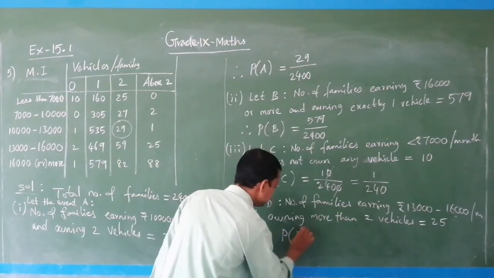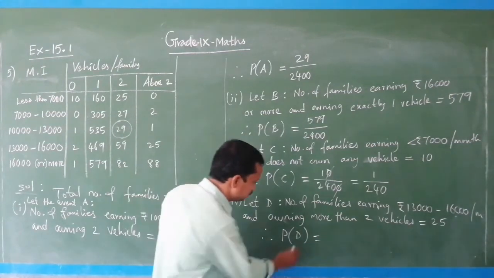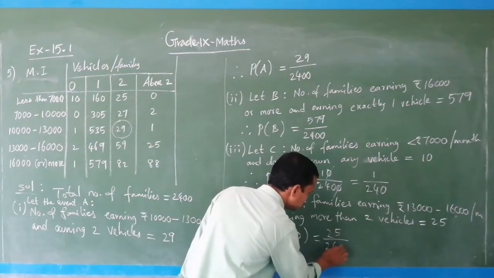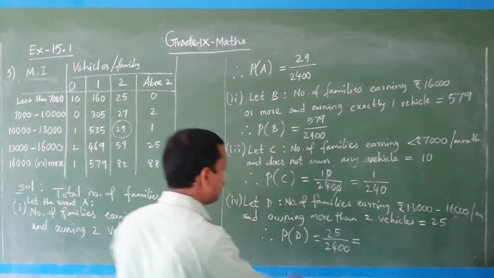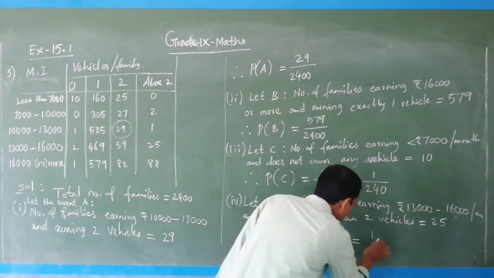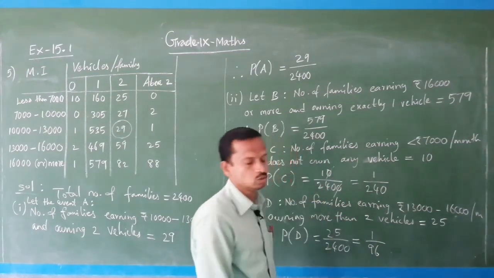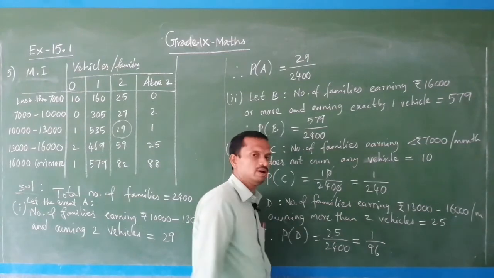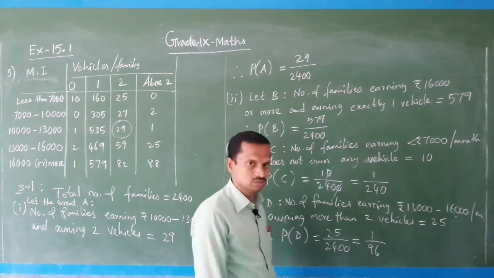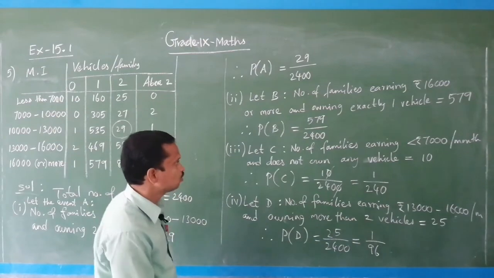probability of D, D means this event, the above event is named as D. So probability of D is equal to 25 by 2400, and if we cancel 25 by 2400, you will get 1 by 96, because 25 ones are 25, and you cancel 2400 by 25, you get 96. So 1 by 96 is the final answer for this option.